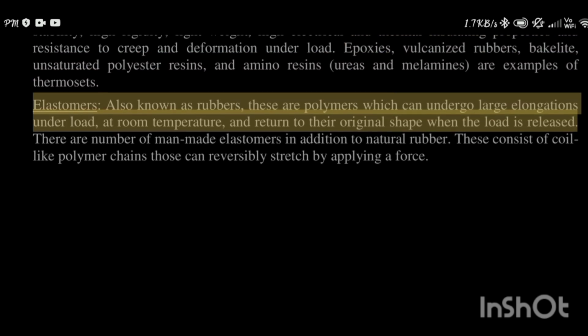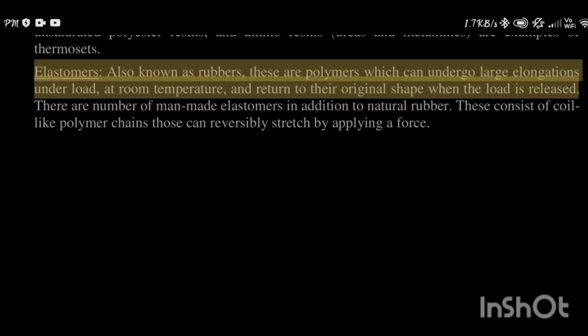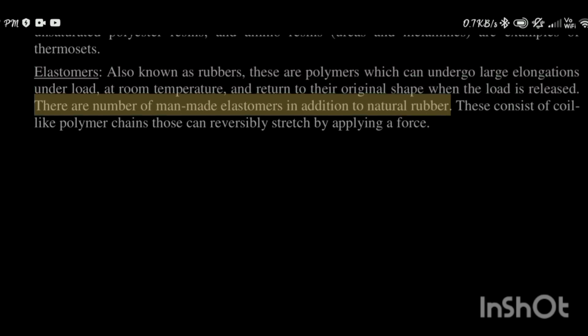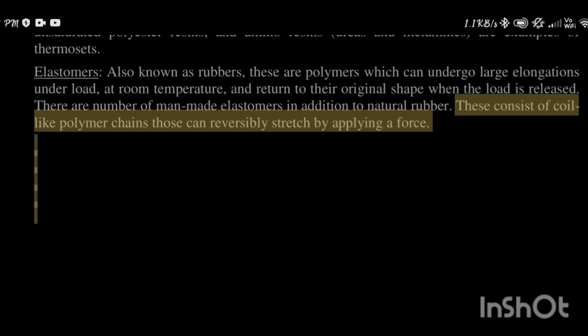Elastomers, also known as rubbers, are polymers which can undergo large elongations under load, at room temperature, and return to their original shape when the load is released. There are a number of man-made elastomers in addition to natural rubber. These consist of coil-like polymer chains. Those can reversibly stretch by applying a force.